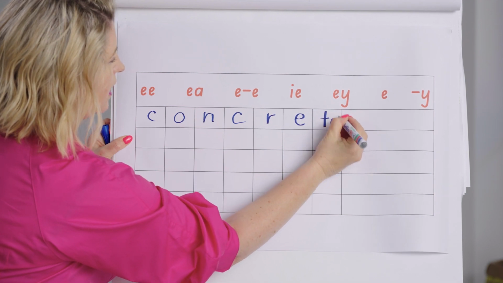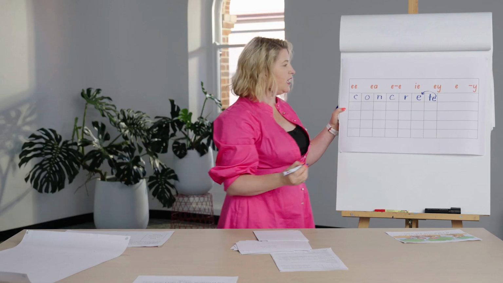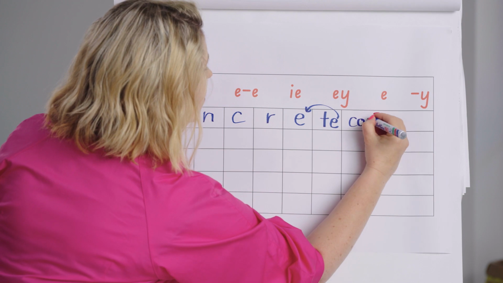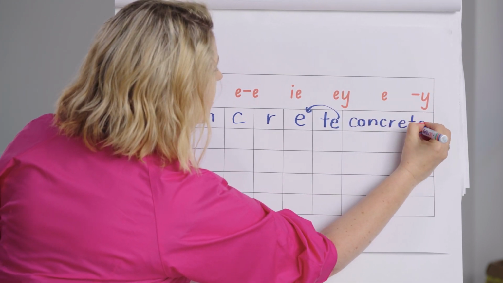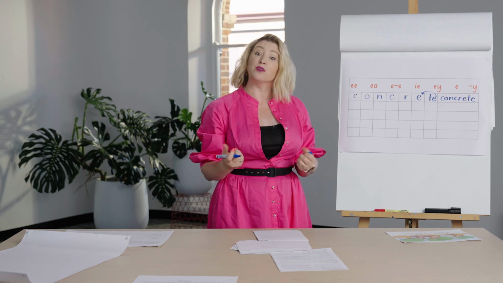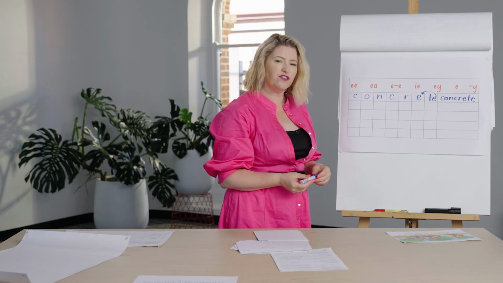Eat. And there's that split vowel making the long E sound. Let's write the whole word. Say it again. Eat. Concrete. Real hard grey stuff. Sometimes a road or a path might be made of concrete. And how much concrete there is around your house.